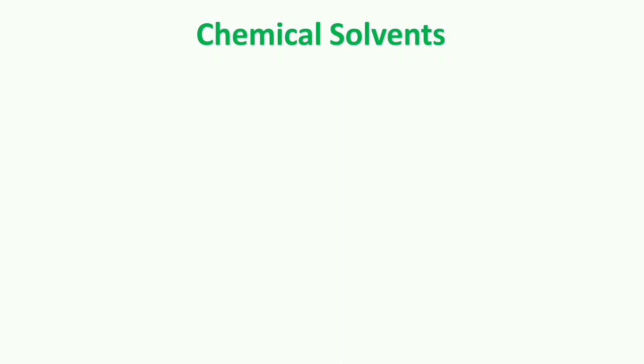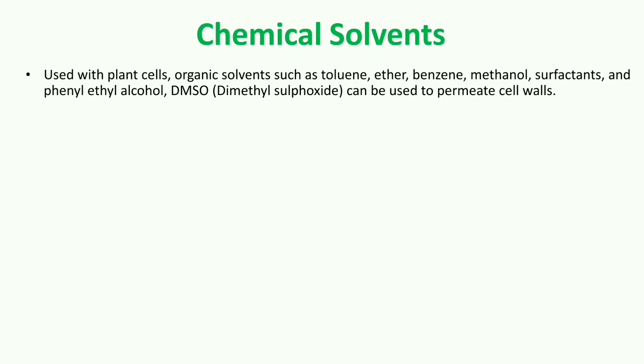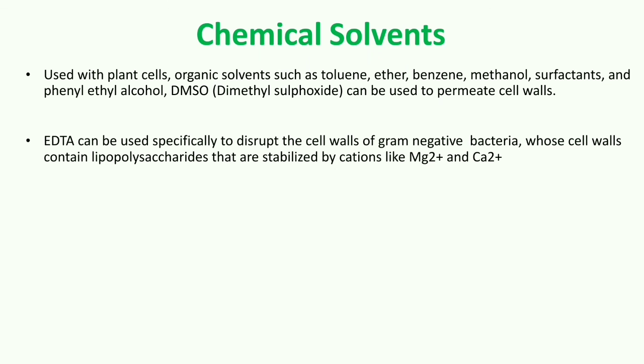Use of chemical solvents. For degradation of the plant cell wall, which is very tough, one needs to use chemical solvents so that one can extract the enzymes inside the plant cell. Many organic solvents such as toluene, ether, benzene, methanol, surfactants, phenyl ethyl alcohol and DMSO can be used to permeate the plant cell wall. EDTA is used specifically to disrupt the cell wall of gram-negative bacteria.